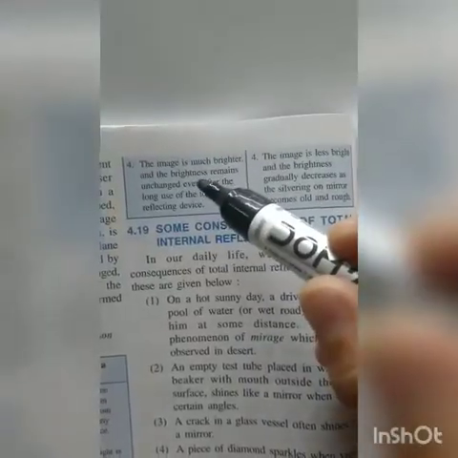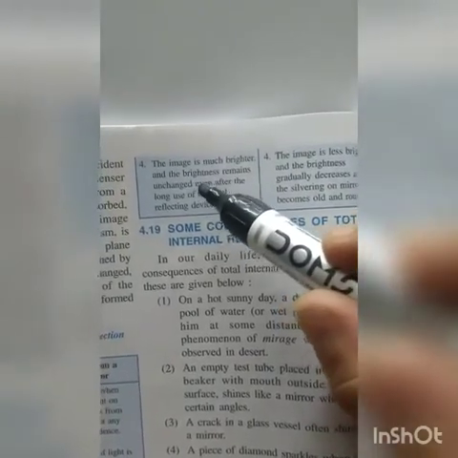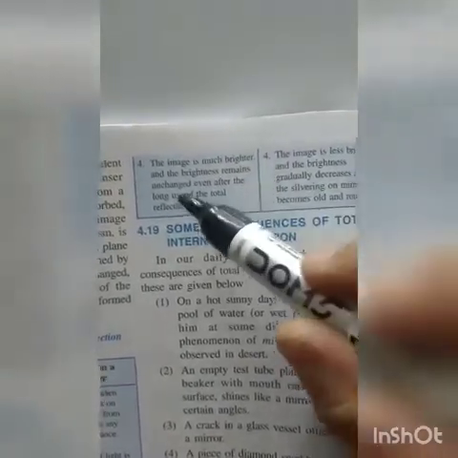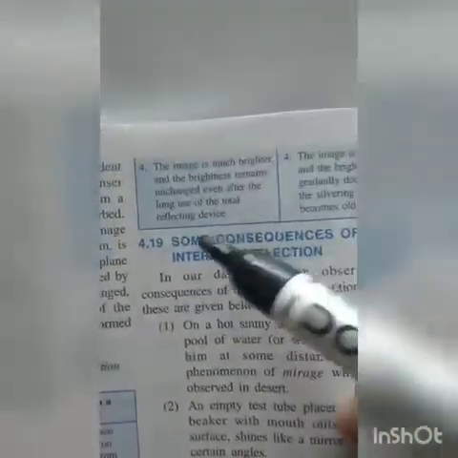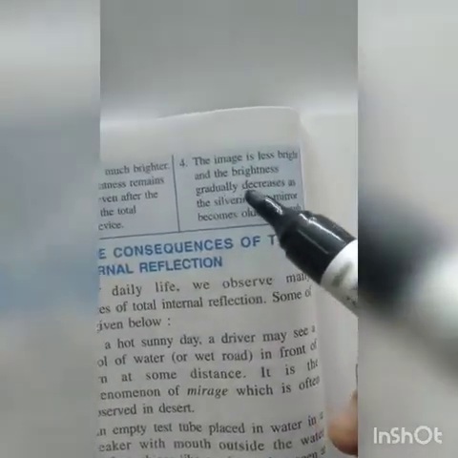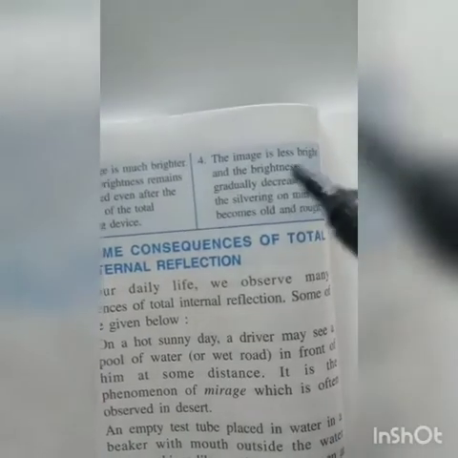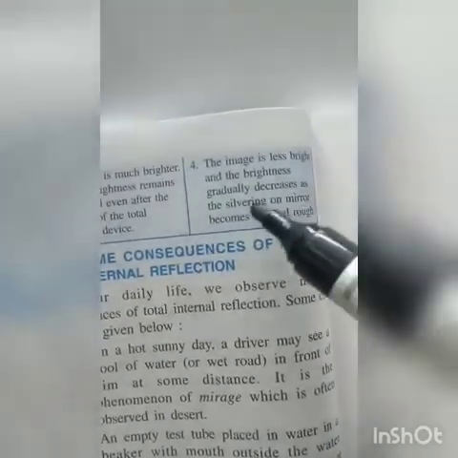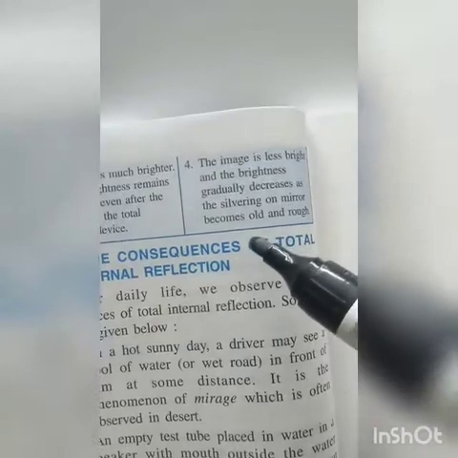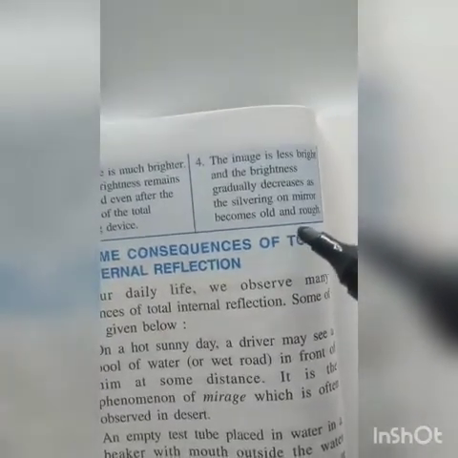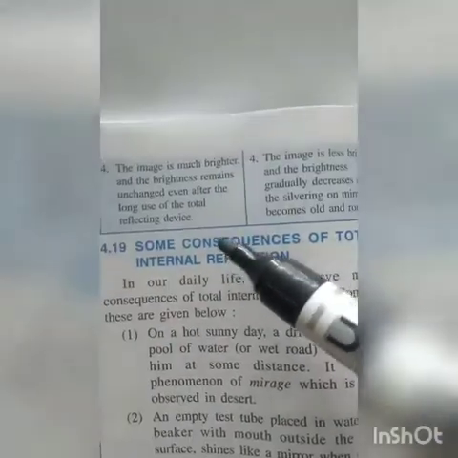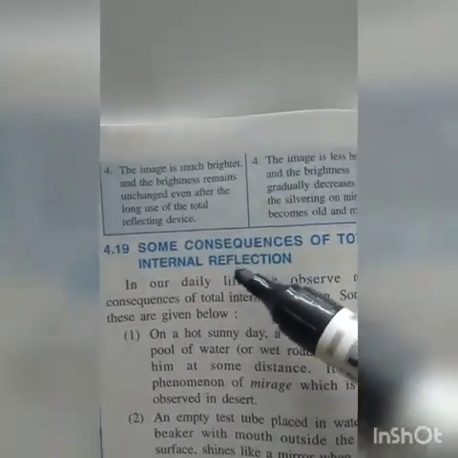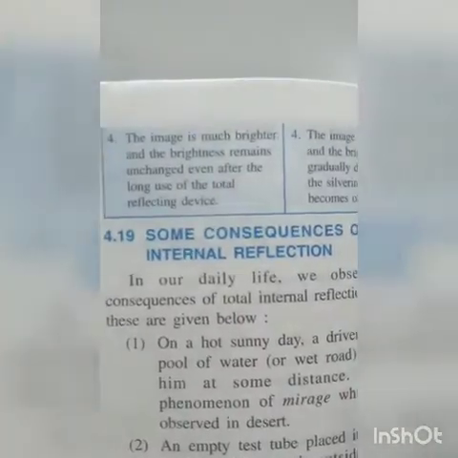And one more very important point. The image in total internal reflection is much brighter, and the brightness remains unchanged even after long use of the total reflecting prism. But in reflection from a plane mirror, the image is less bright and the brightness gradually decreases as the silvering on the mirror becomes old and rough. That is why we prefer total internal reflection to reflection from a plane mirror.